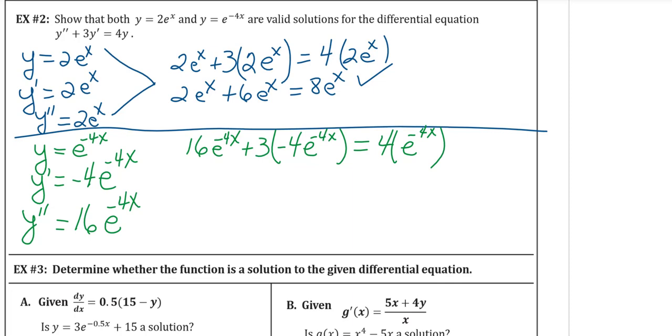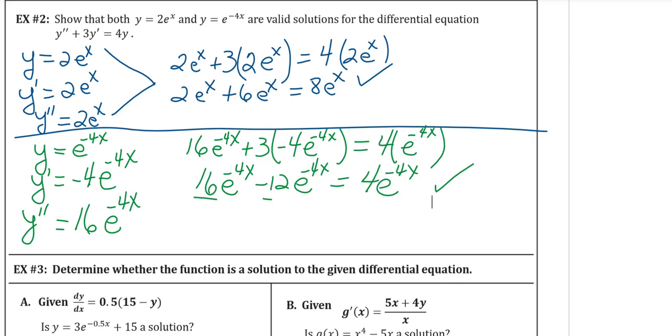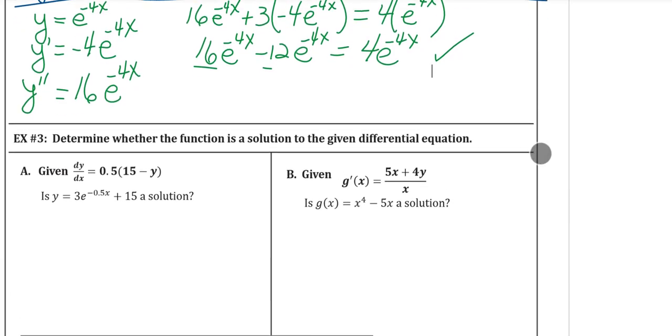So let's simplify this. We have 16e^(-4x) minus 12e^(-4x), and is that equal to 4e^(-4x)? You can see we're going to do 16 minus 12 and get 4, so yes. So there are whole families of equations that will satisfy a particular differential equation.